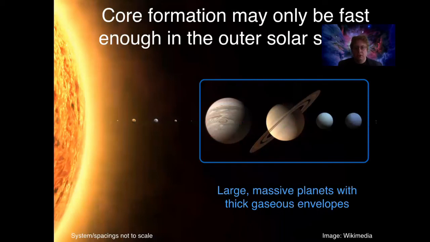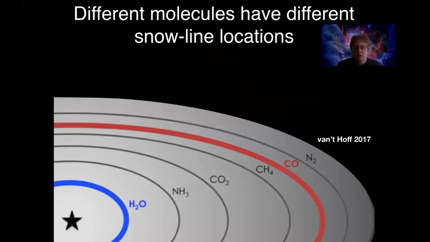Okay, so that explains why further away from the star, we get these gas giants, these much larger planets that have much more hydrogen and helium gas than the close-in planets. So I want to end with a couple of notes on snow lines.